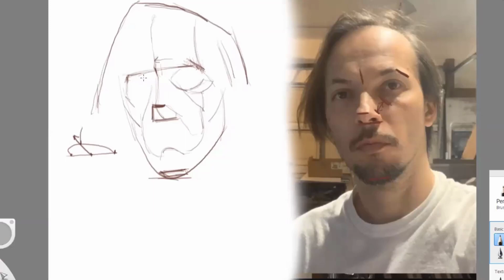Here's the whale's tail as it wraps around the nose. Here's the side of the nose. Here's how that whale's tail wraps around. It's a pretty large mass over here, like so.